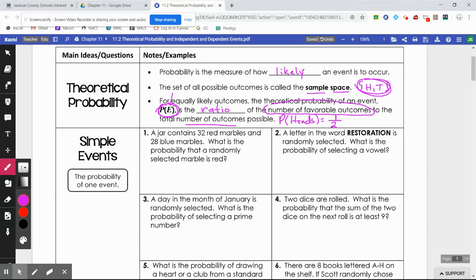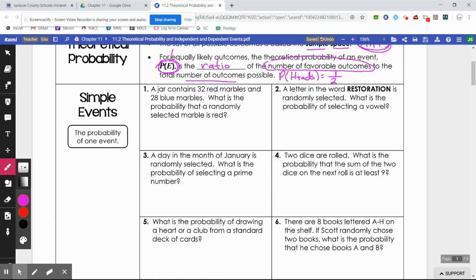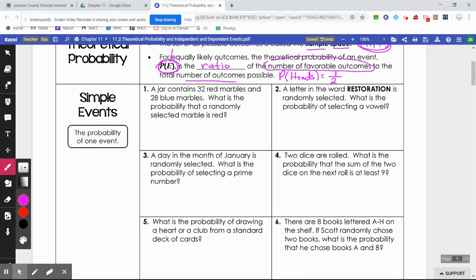Okay, first off, let's work some problems. Simple events: the probability of just one single event happening. It says a jar contains 32 red marbles and 28 blue marbles. What is the probability that a randomly selected marble is red? I'm not going to write this on all of them, but just to get you used to the notation, we're looking for the probability of red.